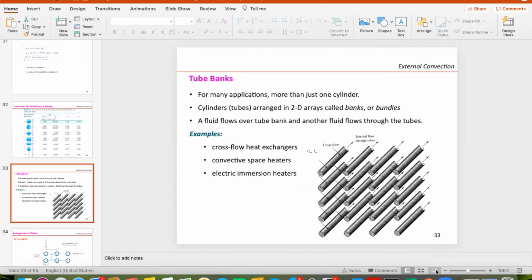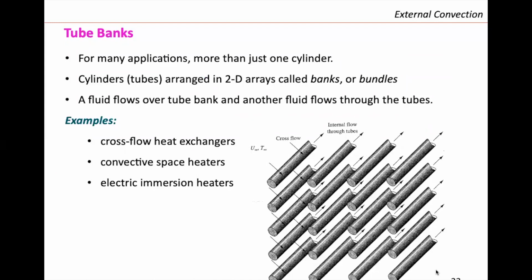So for this section of external convection, I will need you to have your textbook handy, because when dealing with tube banks, we need to use at least 3 different tables. So we will be solving a tube banks problem today. And this kind of problem is very important because it's related to heat exchangers.